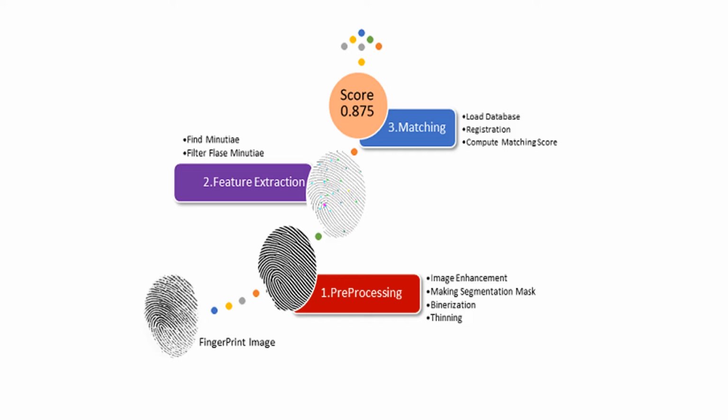Under level 1, level 2, level 3 we have so many characteristics of fingerprints. So remove false minutiae. In false minutiae, we have so much noise in that level of features, in every level of minutiae. So we have to remove that false minutiae. Then we go for matching. Under matching we load the database registration, then compute the matching score.